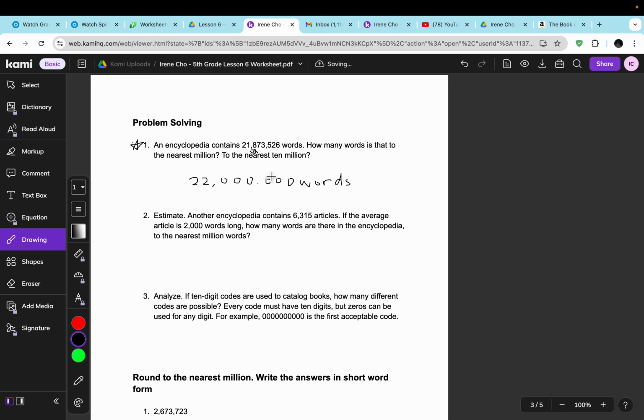And then the question afterward asks for the nearest 10 million. Since the 1 is the million, we look at the next number and it's the 10 million. So we look at the number afterward, it's 1. Since 1 is 4 and below, it's going to be 20 million words. So it's 22 million words for the nearest million and 20 million words for the nearest 10 million.